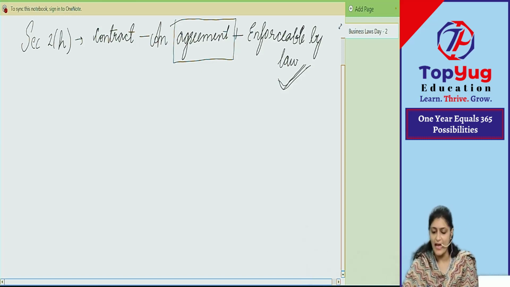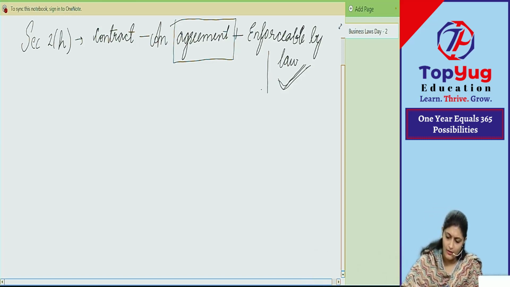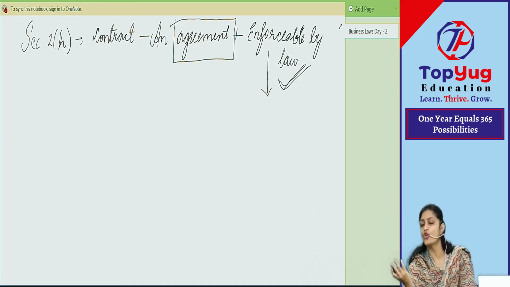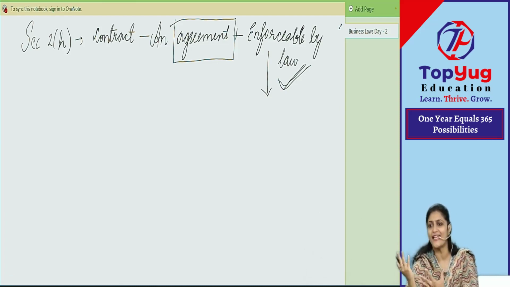Yes or no? And now, you tell me, what do you mean by this enforceable by law? Support of law, force of law, backing of law.